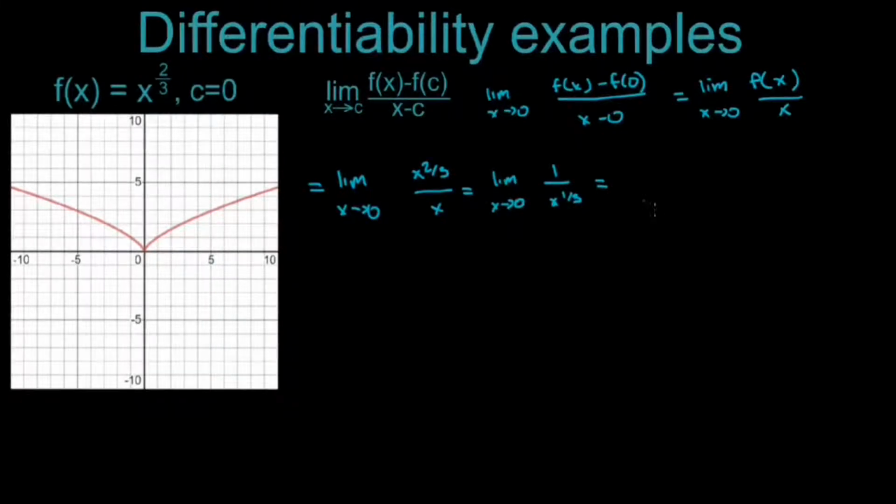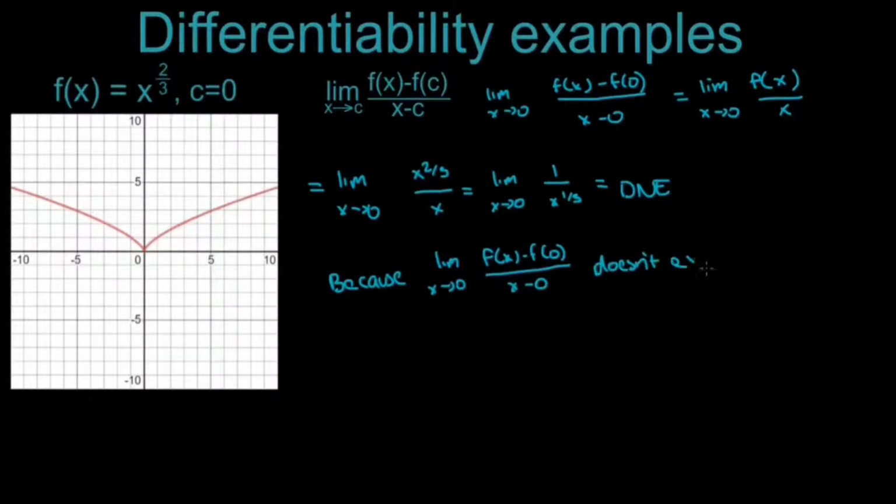If you plug in 0, you'll see that the limit as x approaches 0 does not exist. Therefore, because the limit as x approaches 0 of f of x minus f of 0 over x minus 0 doesn't exist, f of x is not differentiable at x equals 0.